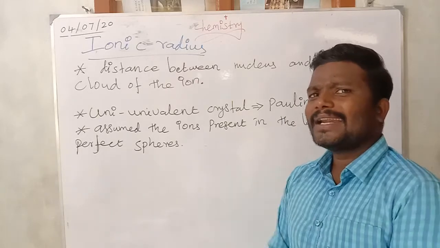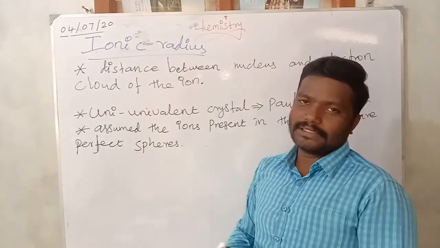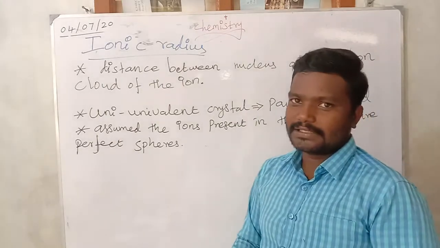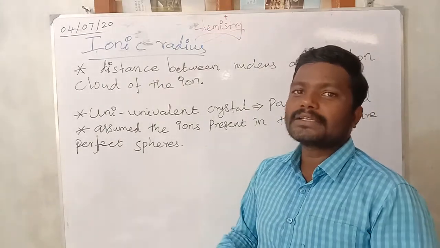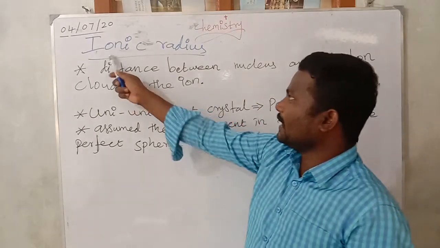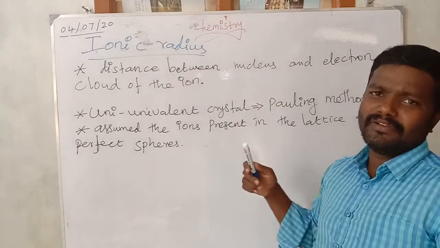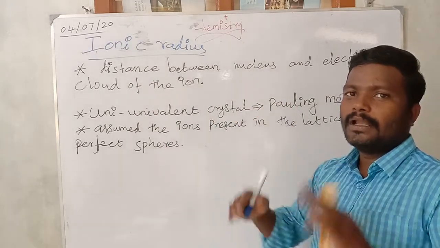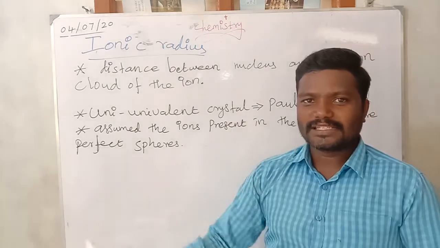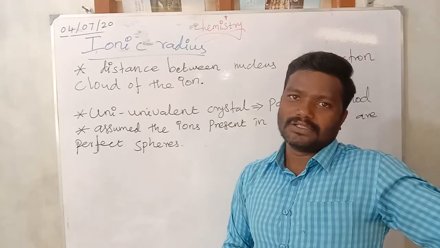Okay. But already we know what is atomic radius. Radius of an atom is called atomic radius. Radius of an ion is called ionic radius. What is ionic radius? The distance between the nucleus. The same definition. Already we may have studied atomic radius. You know the definition for atomic radius: the distance between the center of the nucleus and the outermost shell electrons, the valency electrons.